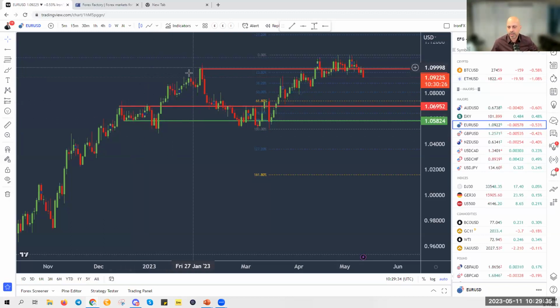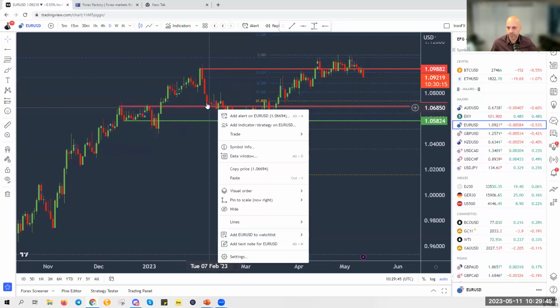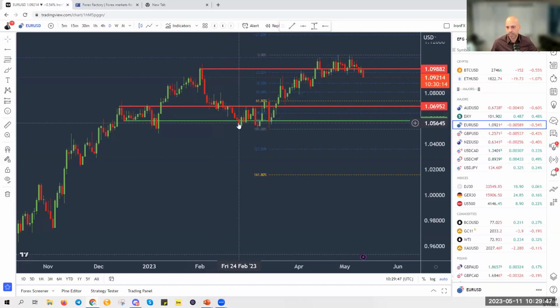And then it made a new high, and after that it fell down to what was previously a resistance, which then became a support. It consolidated around the support, bounced off this level a few times before finally breaking through and consolidating again.